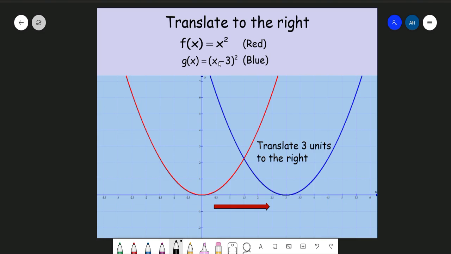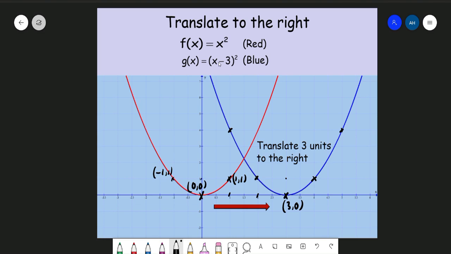So for example, point (0, 0), that is this point, we have to move it 3 units to the right: 1, 2, 3. Point (0, 0) moves to point (3, 0). Now this point, that is (1, 1), let's move it 3 steps to the right: 1, 2, 3. That point. This point, that is (negative 1, 1), if we move 3 steps to the right, 1, 2, 3, we'll have that point.